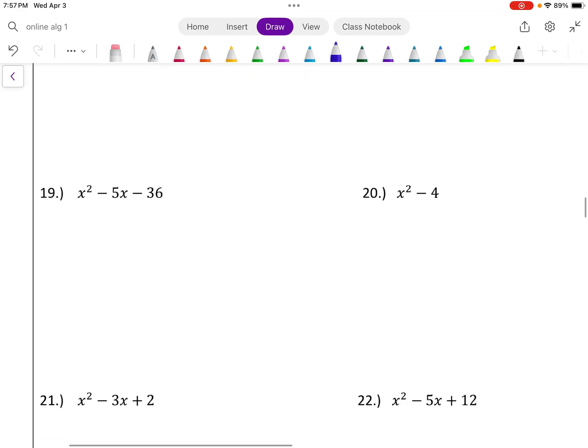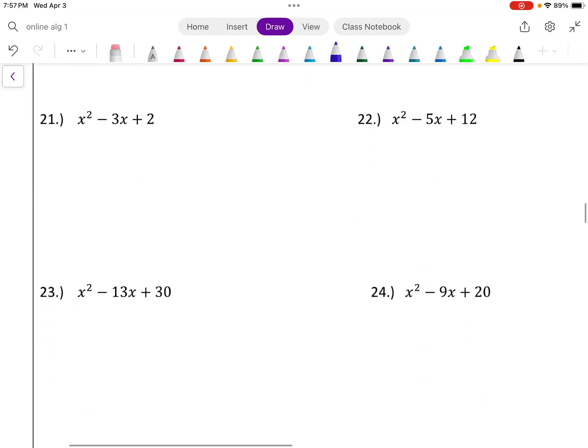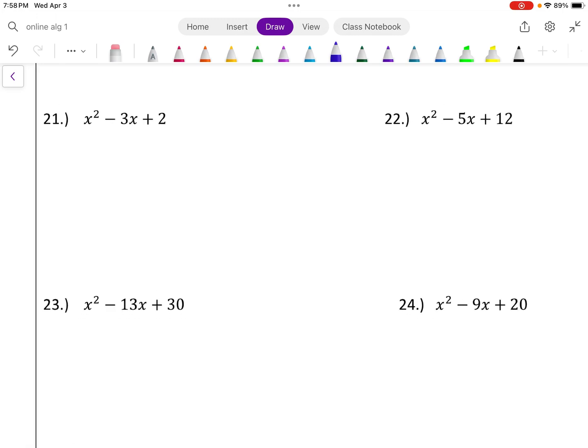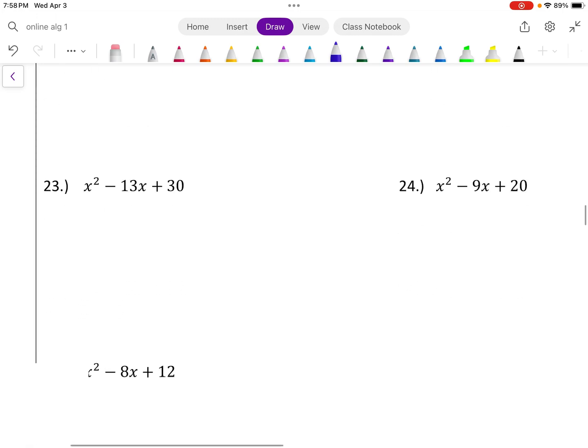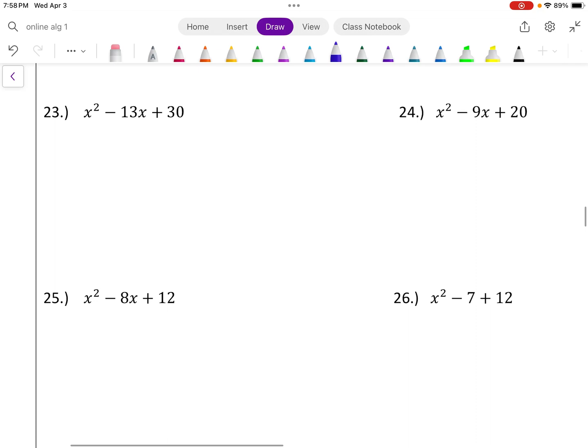Let's find a couple more to do. All right, let's do number 23, x squared minus 13x plus 30. So x times x, that's the only way to get x squared. A positive 30, I could do 1 times 30, I could do 2 times 15, 3 times 10, 4 doesn't go into it, 5 times 6, or 6 times 5. So I started repeating, so I must have found all my factors.